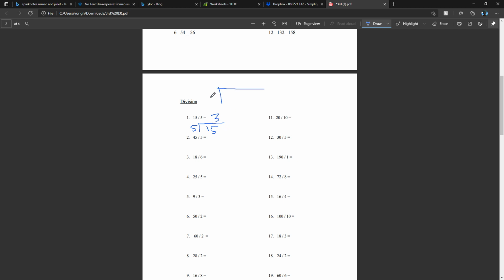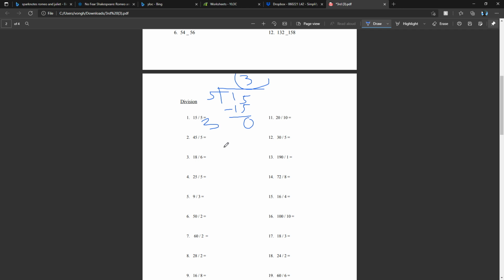Let me write it up here, because I have more space. So we know that 5 times 3 equals 15. So we would write that number down here. And then we would just subtract, and when you subtract, you should get 0. That's how you know you divided it evenly and correctly. So the answer would be 3.